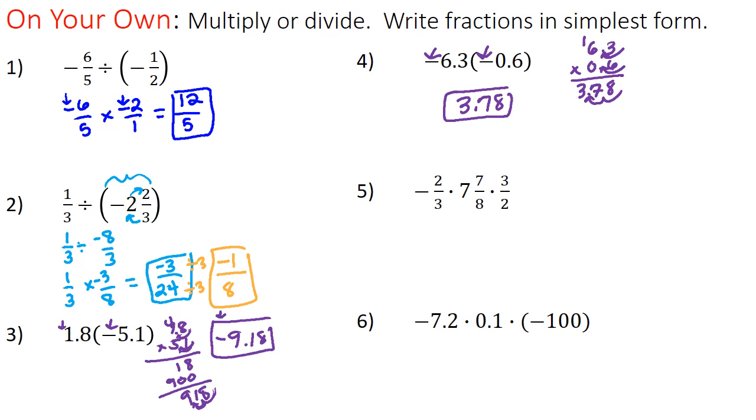For this next problem right here, we have 3 rational numbers being multiplied together, which means that we first need to change this middle number into an improper fraction. So 8 times 7 is going to be 56. And 56 plus 7 is going to be 63. So I have negative 2 over 3 times 63 over 8. And that's going to be times 3 over 2.